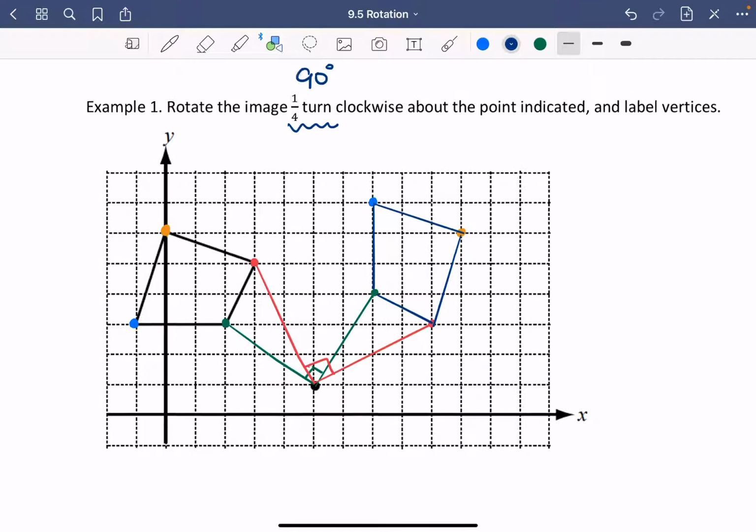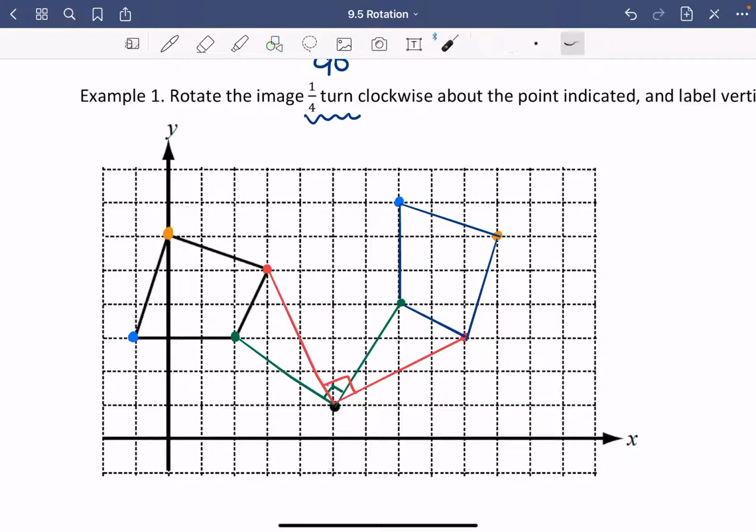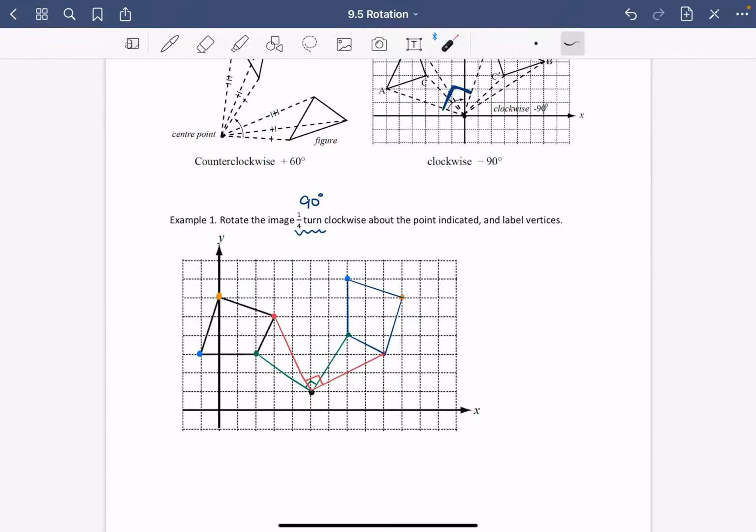So what you can do here is you can do the method we did here, connect the vertices and the center of rotation and do 4 90-degree turns for each of the vertices and then connect the 4 points. Or you can find 1 point and then use that point as a reference point to find the other 3 points. Okay, do whatever you like better.